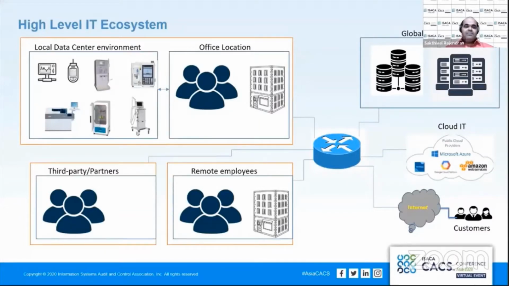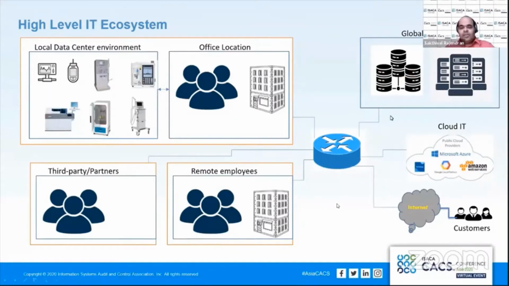As I mentioned, the current landscape looks like this. Imagine an organization. It has an office location, and it has data centers located within that office location. Let's say that's the local data center. Then we expand this with the employees. Given the current COVID-19 pandemic situation, almost the major workforce is working from remote locations. Then we expand our network access to third parties and partners. And the local data center is also extended with a global data center.